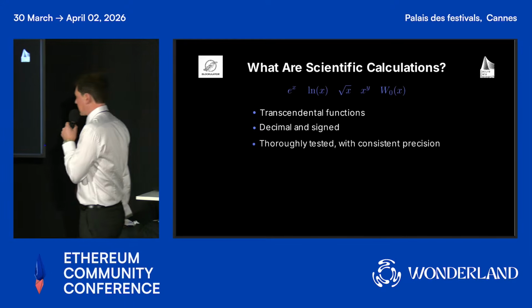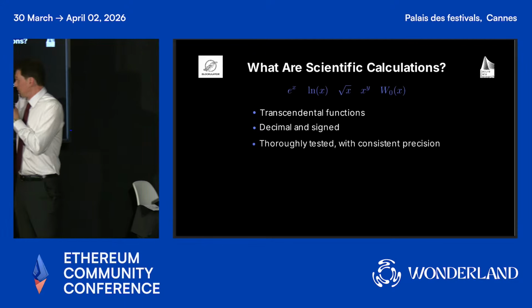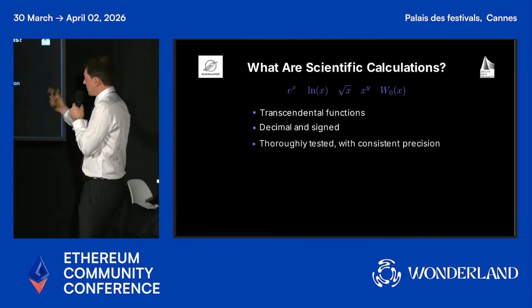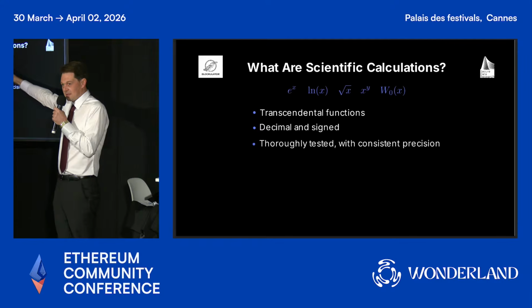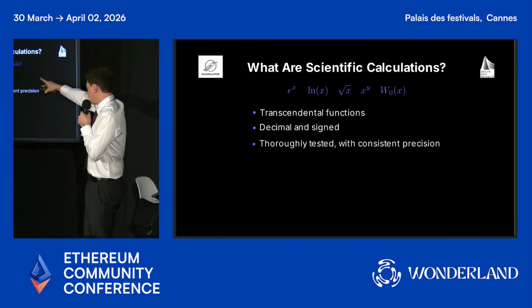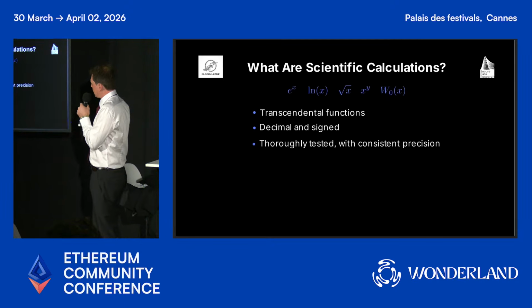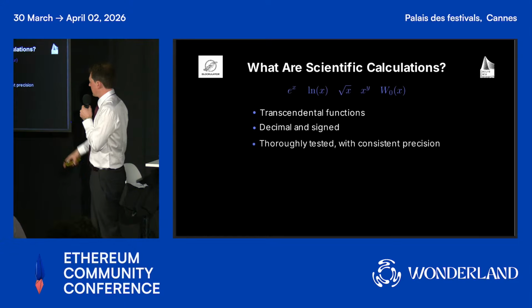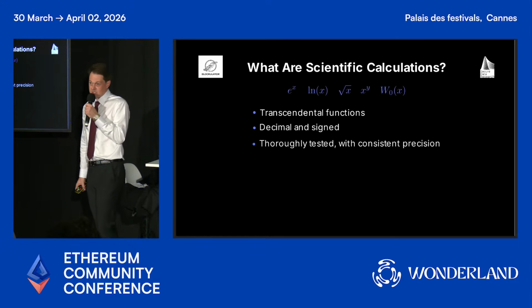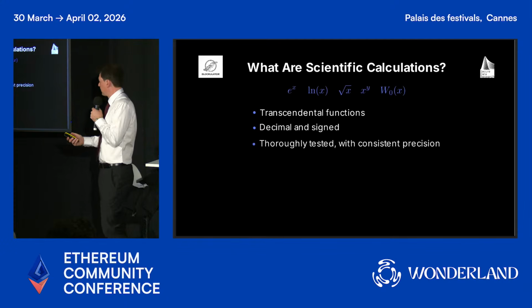What are scientific calculations? What I mean by this is generally transcendental functions, like the exp, that's my favorite, natural log, square root of x, and then, of course, powers. And this last one, anybody know what this is? Lambert W. It's a special one that cannot be represented with primitive functions. So yeah, for scientific calculations, we also need them decimal and signed. So your regular uint128 is not really good enough for these curves, and they must be thoroughly tested with consistent precision so that there's no spaces in the domain where numbers come out all wrong.